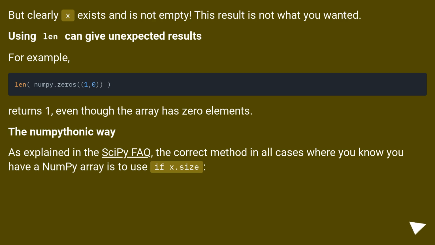Using len can give unexpected results. For example, it returns 1, even though the array has 0 elements. The NumPythonic way: as explained in the SciPy FAQ, the correct method in all cases where you know you have a NumPy array is to use if x.size.